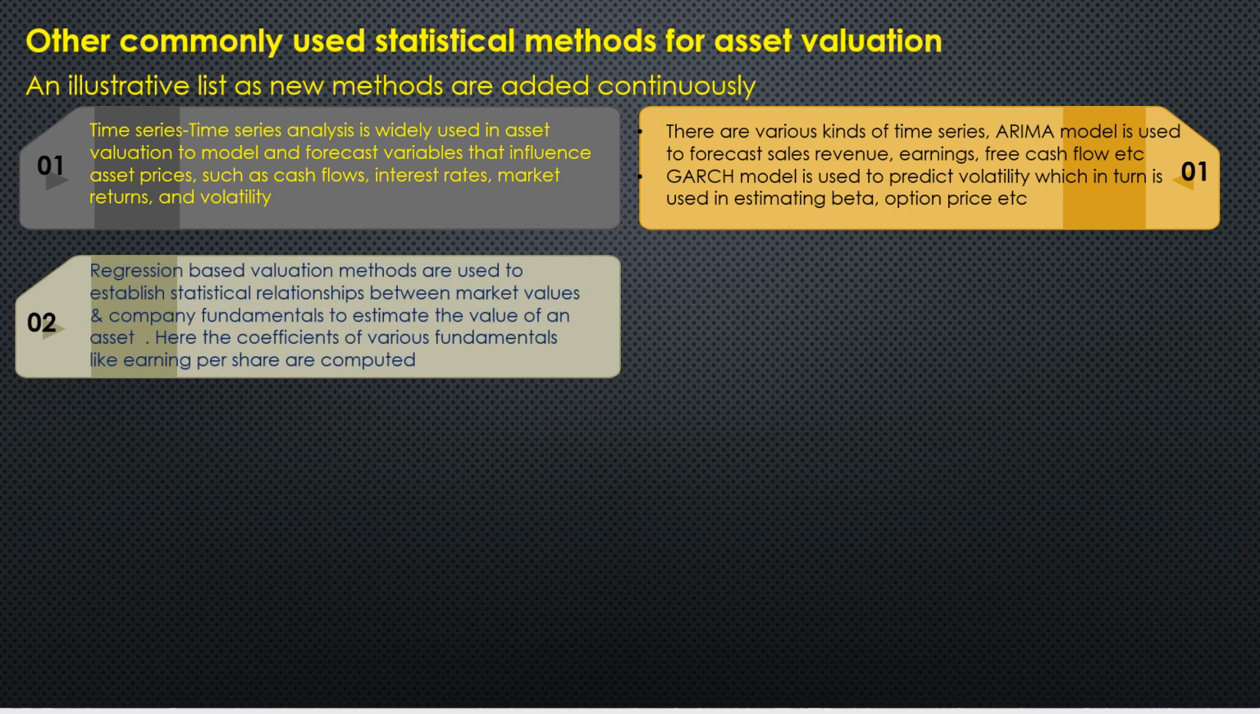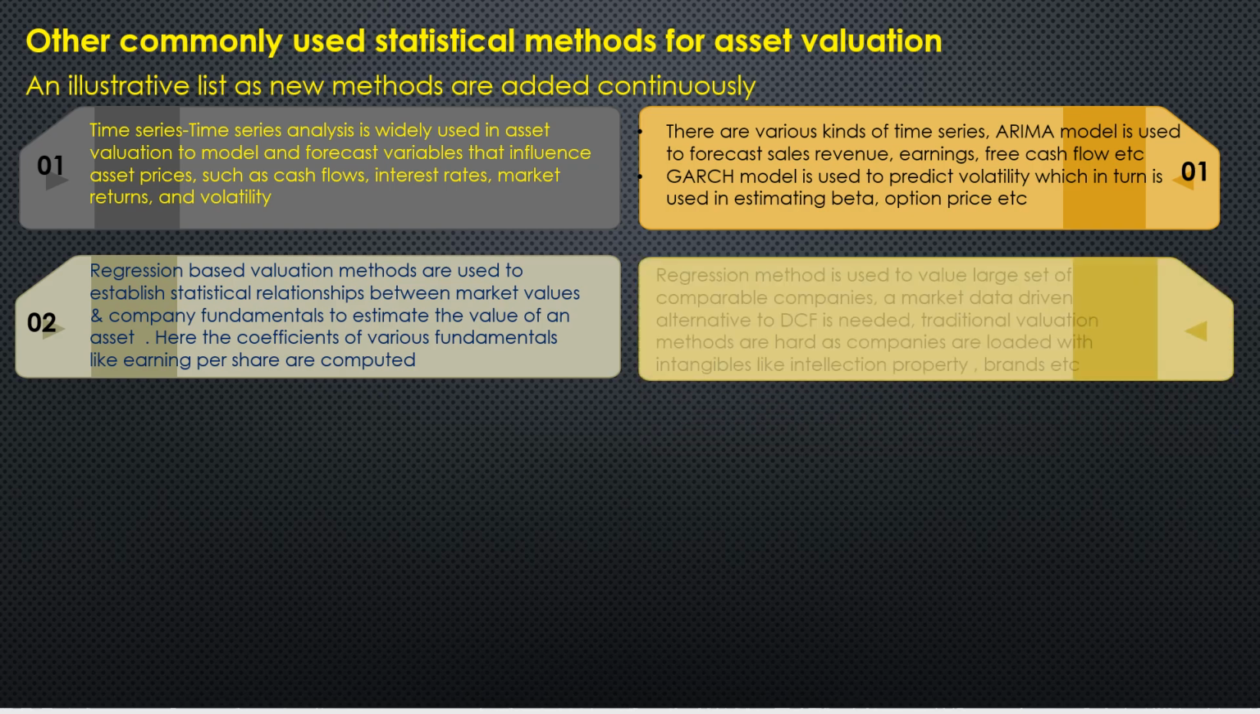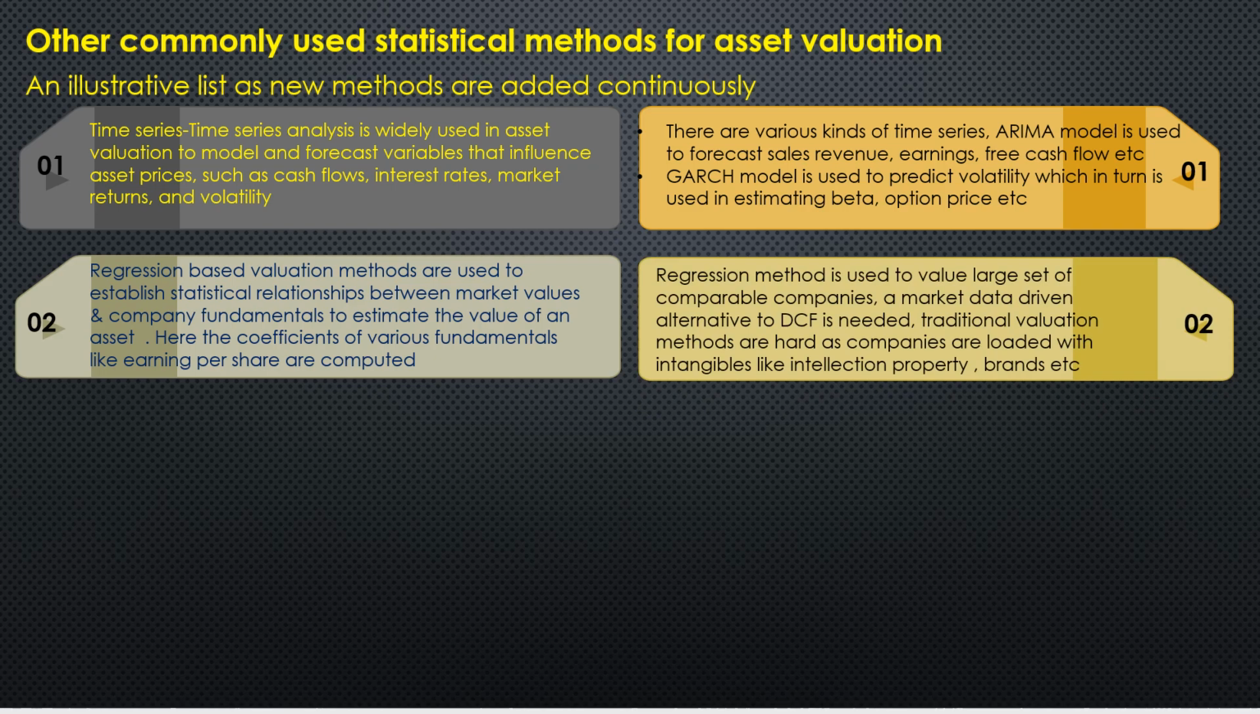Regression-based valuation methods are used to establish statistical relationships between the market values and company fundamentals to estimate the value of an asset. Here the coefficients of various fundamentals like earnings per share are computed. Regression methods are used to value a large set of comparable companies, or where market data driven alternatives to DCF are needed. Traditional valuation methods are hard as companies are loaded with intangibles like intellectual property, brands, etc.